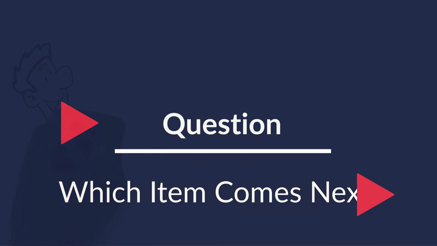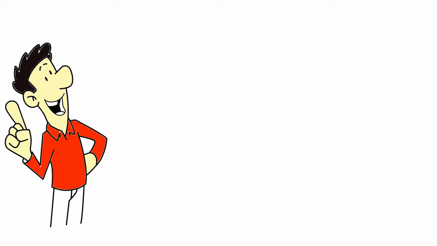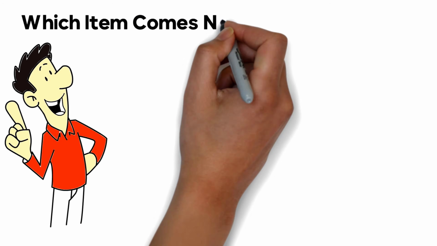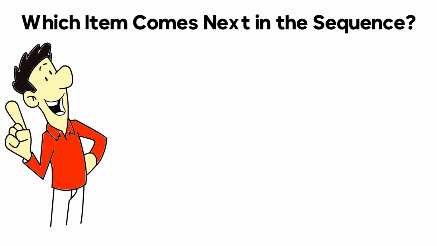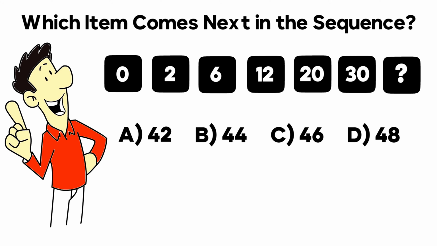Very frequently on the test, you might be asked to detect the pattern. In this question, we're being asked which item comes next in the sequence. And we're presented with the sequence of items. 6 items in the sequence are visible: 0, 2, 6, 12, 20, and 30. And the next item is missing.